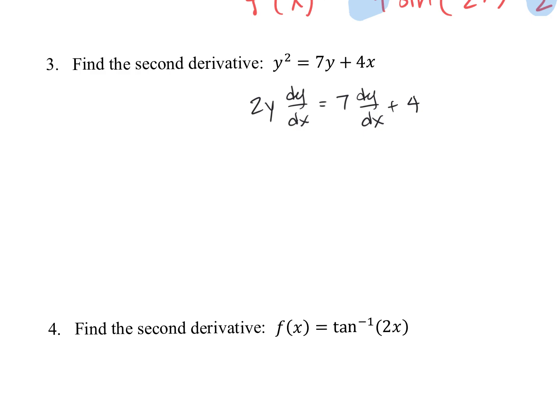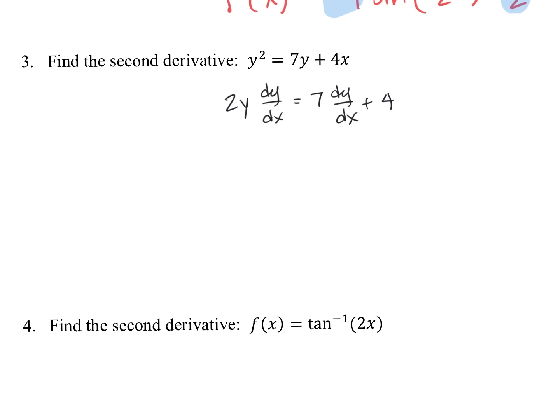So we have to go do that again. But what I think is easier is go get your dy dx by itself before we go take a second derivative of that. So let's go get dy dx by its lonesome. So are you cool if we subtract 7 dy dx just to get my dy dx's on the same side? Factor that dy dx out.